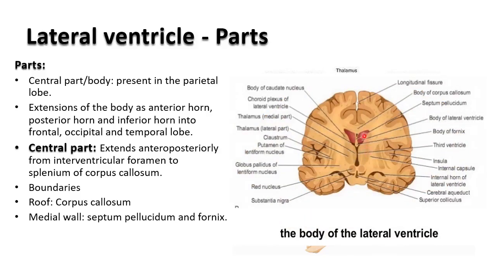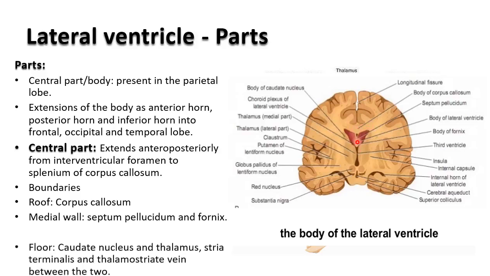Here you are able to see the central part or body, the cavity, in a coronal section. You know the section is taken at a coronal plane, so that is called the coronal section. In the coronal section you are able to see the roof. The roof is formed by the corpus callosum, and the medial wall is formed by the fornix and the septum pellucidum, which you are able to see here.